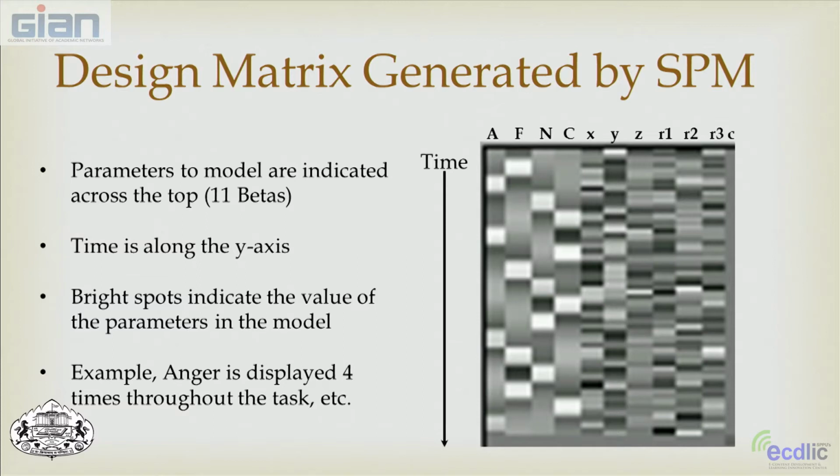The X, Y, Z are our motion estimates. Instead of looking at them in a squiggly line, we are looking at them as intensity values over time. So this is X, Y, Z. Our R1, R2, and R3 are our rotation estimates. And C in the last column here is a constant. You could see C is a solid color because it's a constant. It's not changing over time. So again, the bright spots here indicate when the condition was active in our task. Does everybody follow that okay?